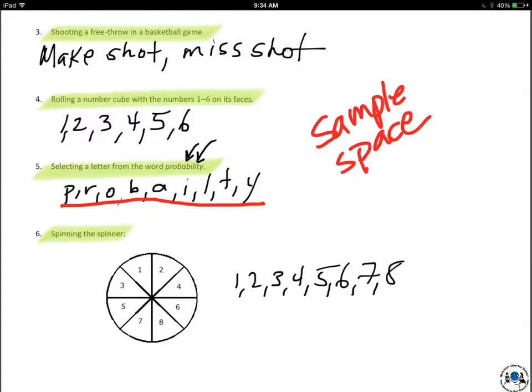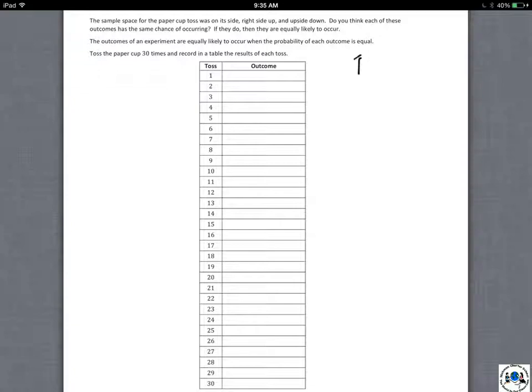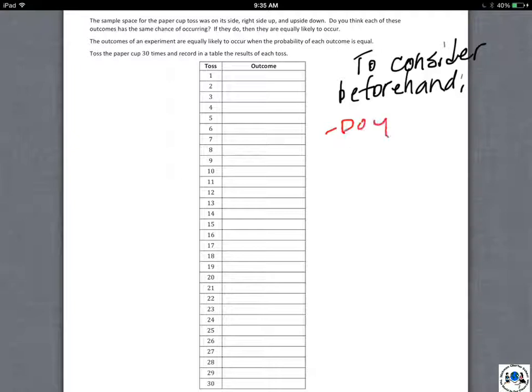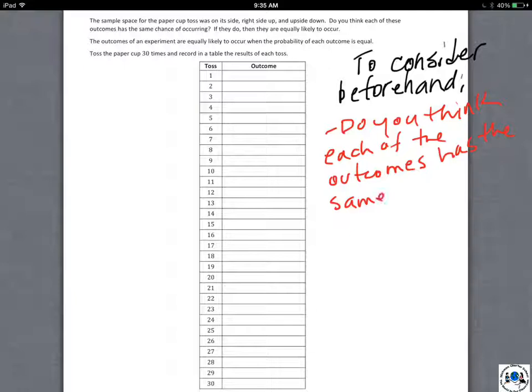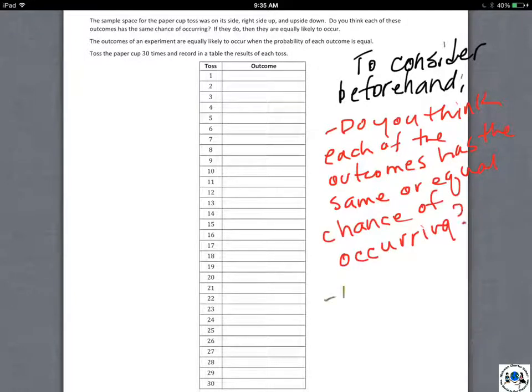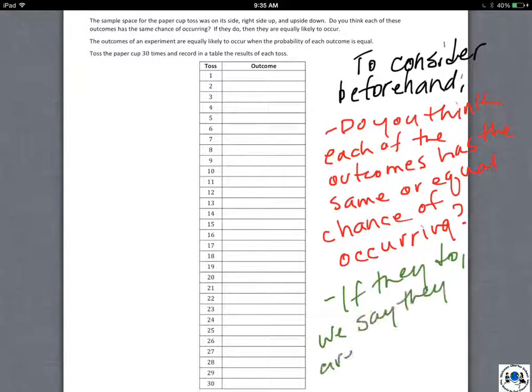And if you had any experience at all with flipping or tossing paper cups beforehand, you might have also thought no. But anywho, that's a little bit too late to contemplate that. Okay, well then I wrote this too. If they do, we say they are equally likely. If these outcomes all have the same chance of occurring, equally likely. Pretty simple stuff.